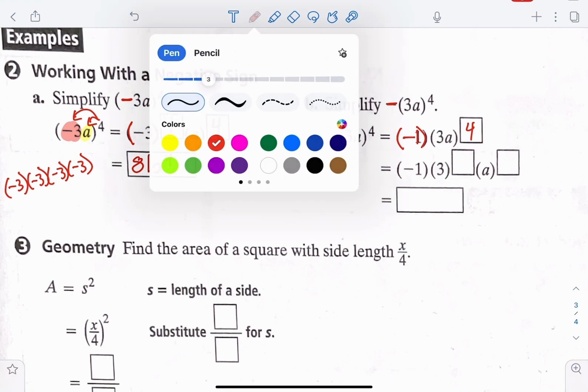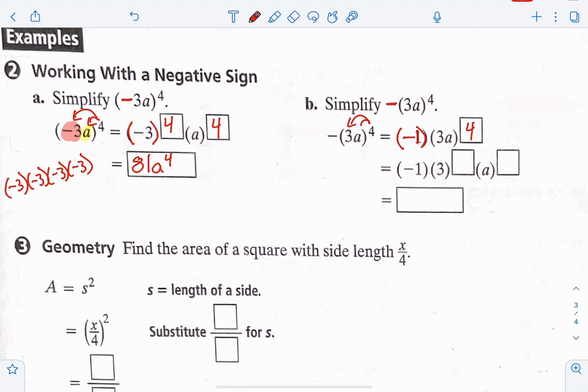So the 4 applies to the 3, and the 4 applies to the a. So you have that -1 times 3 to the 4th times a to the 4th, which ends up being -1 times 81 times a to the 4th, and you end up with -81 a to the 4th.